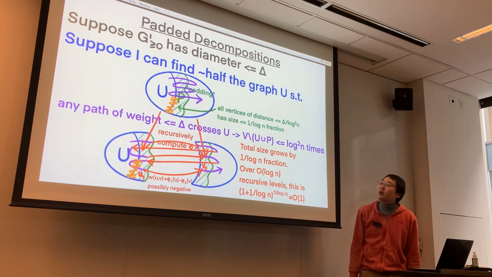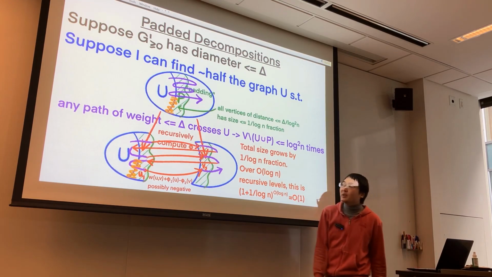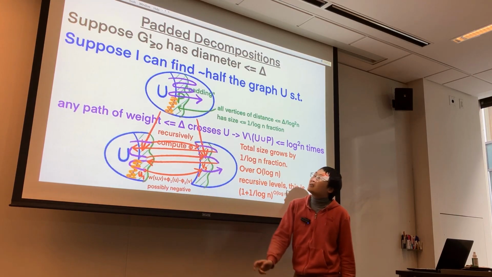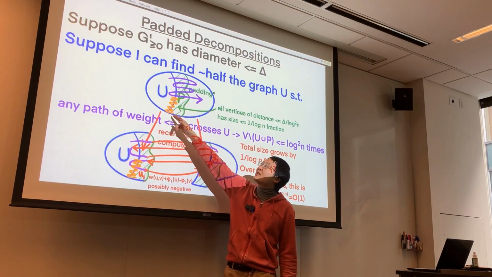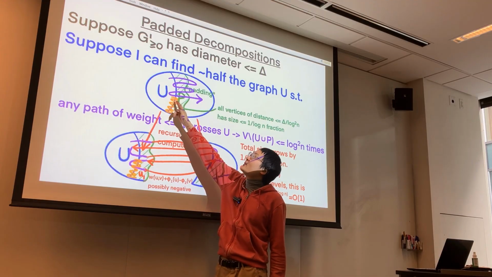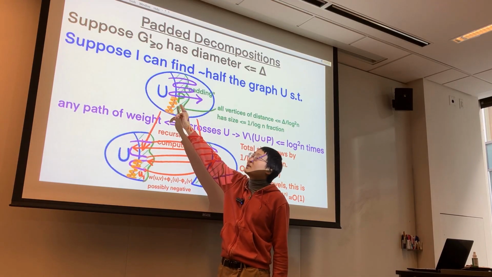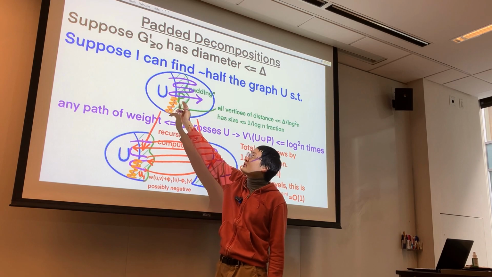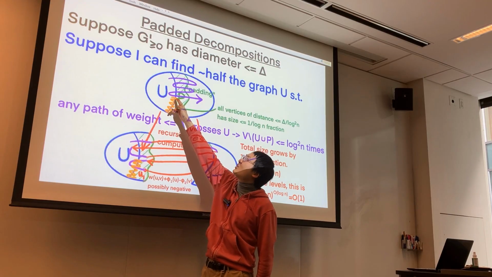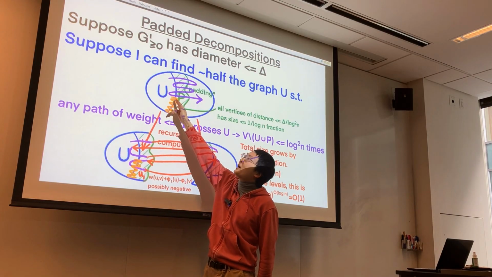So one remark I want to make is, why are we duplicating this padding on both sides? It's to handle shortest paths like this. A shortest path can go between U and the padding an arbitrary number of times. So this can be arbitrary, not just log squared, because you can go a tiny bit into the padding and go back in.